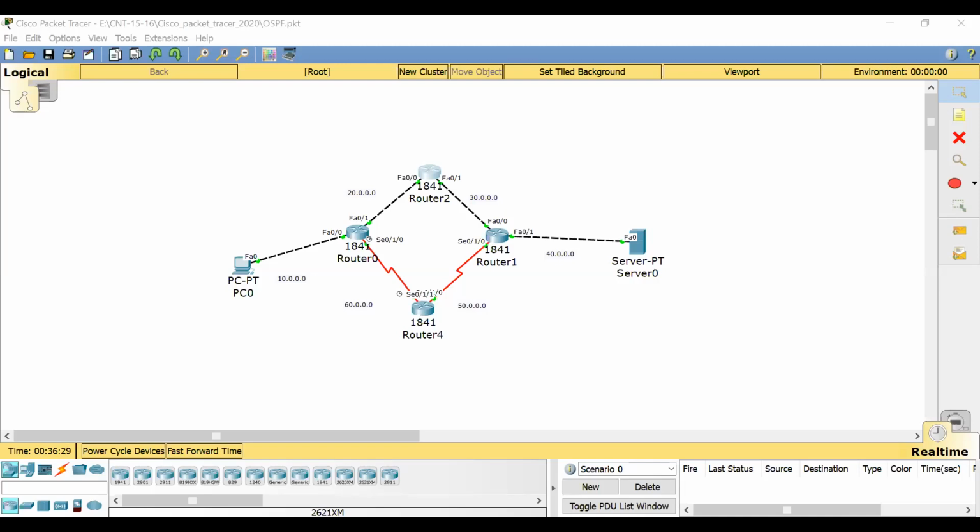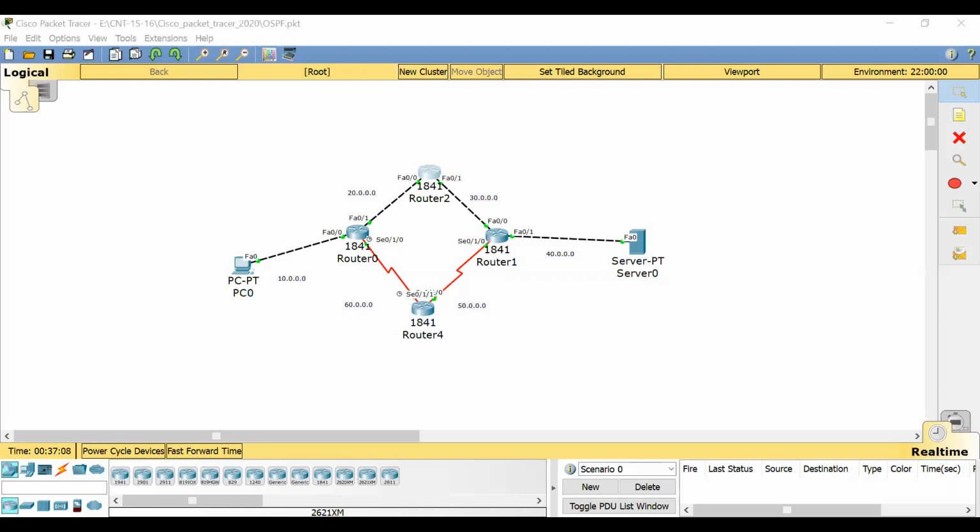OSPF metric is cost. So write down the formula for cost calculation. Cost is equal to reference bandwidth divided by interface bandwidth in bits per second. In our topology we have used serial interfaces as well as FastEthernet interfaces. FastEthernet provides 100 Mbps bandwidth. So cost is equal to 10 raised to 8 divided by interface bandwidth in bps.